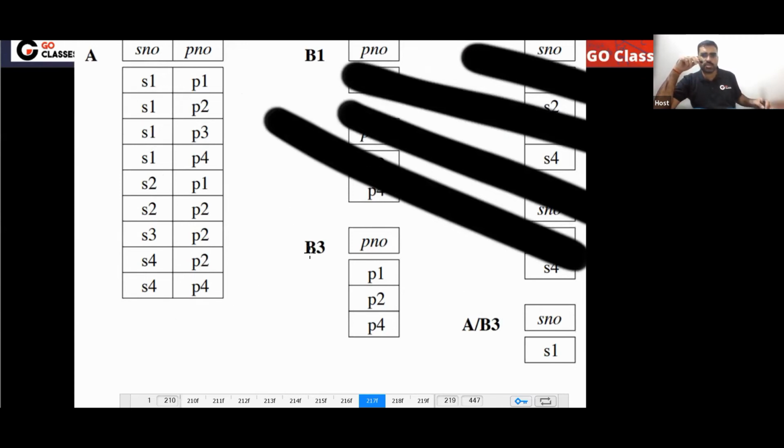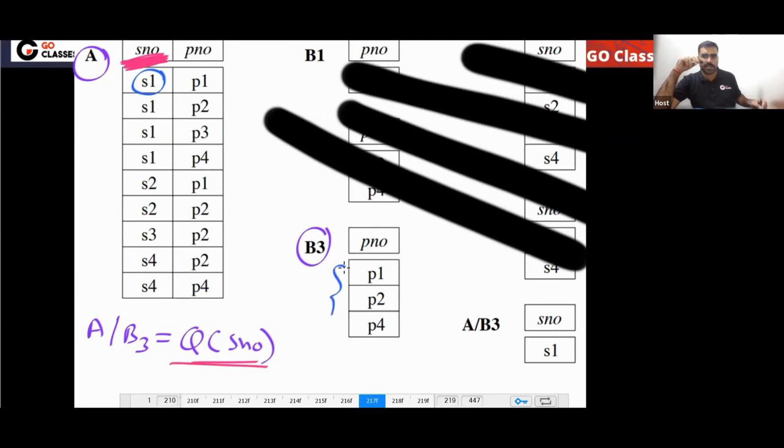So what will happen here? This is your b3 and this is the a. If you do a by b3, what will be your output? Your output will be the s numbers. Does this s1 pair with everything here? Is it pairing with p1, p2, p4? Yes, it is pairing with p1, p2 and p4. So this s1 will definitely be in the output.